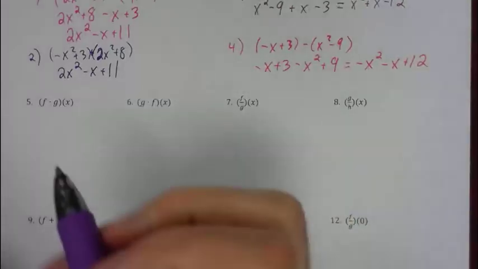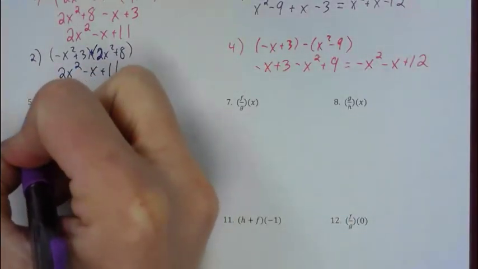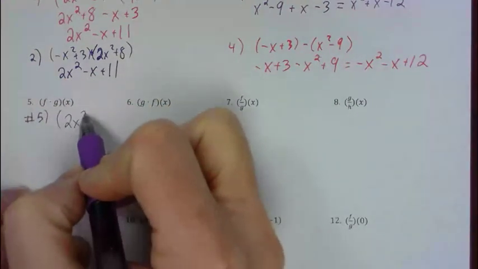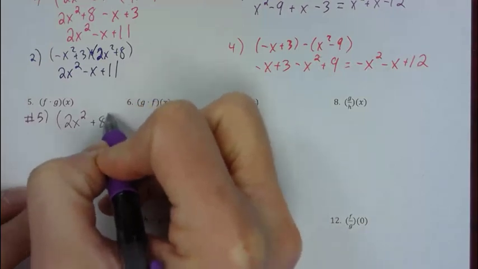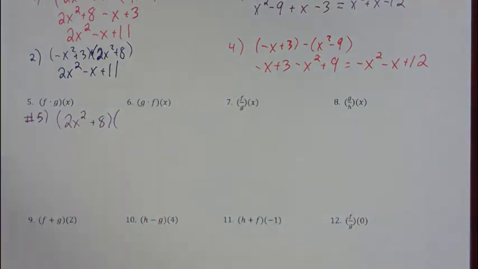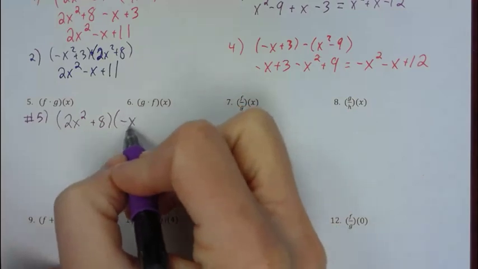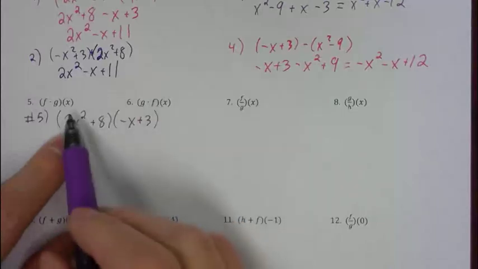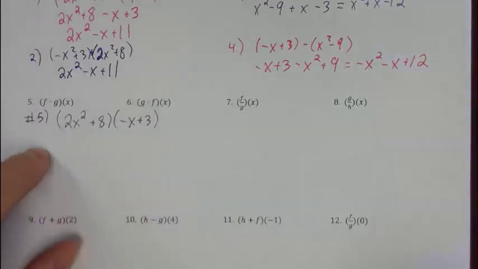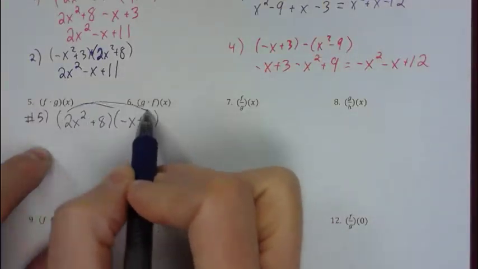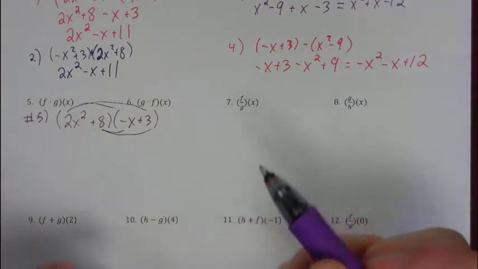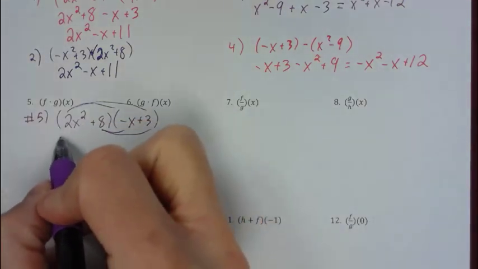So for starters, for number 5, we're going to be looking at the forwards and backwards of this same thing. So we have f is 2x squared plus 8, and we have g is negative x plus 3. Now we just got to remember we got to use distributive property, and that means that we need to do 2x squared times both, and then 8 times both in the second parentheses. And so that would end up giving us, we can write out all our parts.